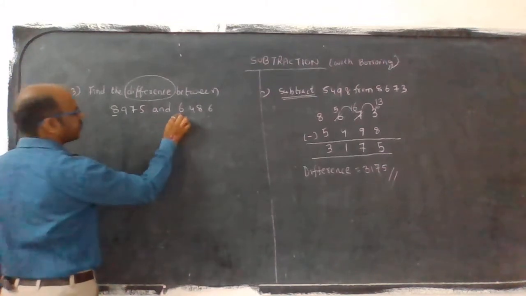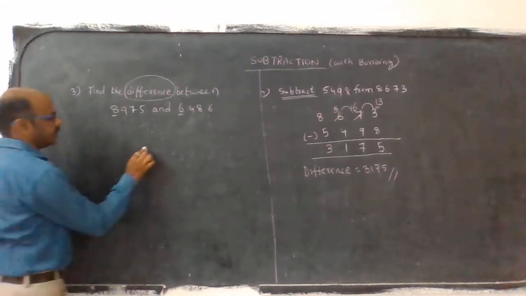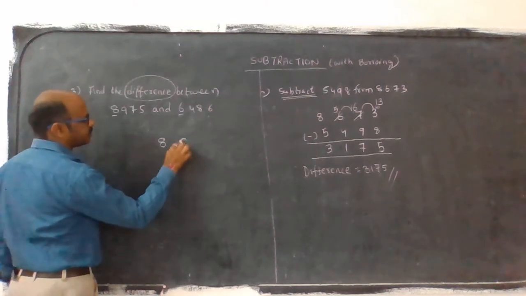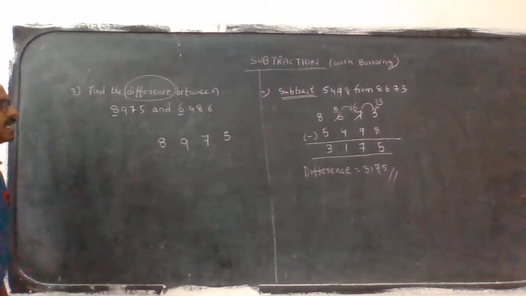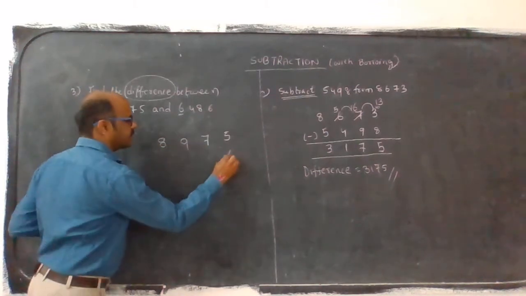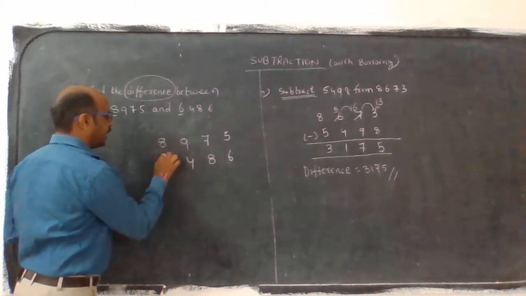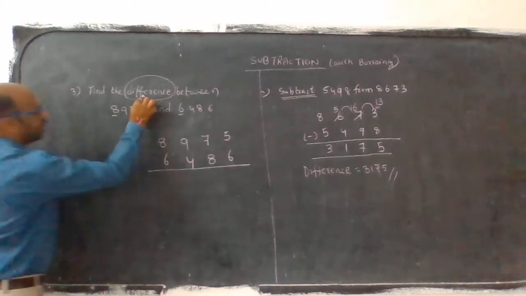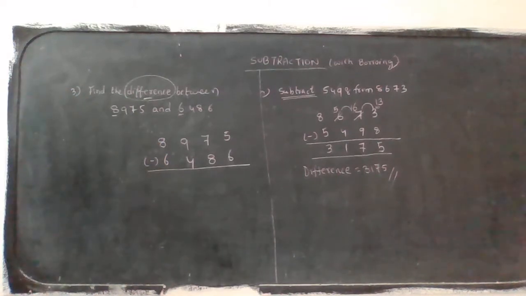Here 8,000 is there, here 6,000 is there. Then 8,000 is the bigger number. Then 8,975 we write first, then we arrange the second number. We write ones place, tens place, hundreds place, and thousands place. Then you can make the subtraction here and find the difference.